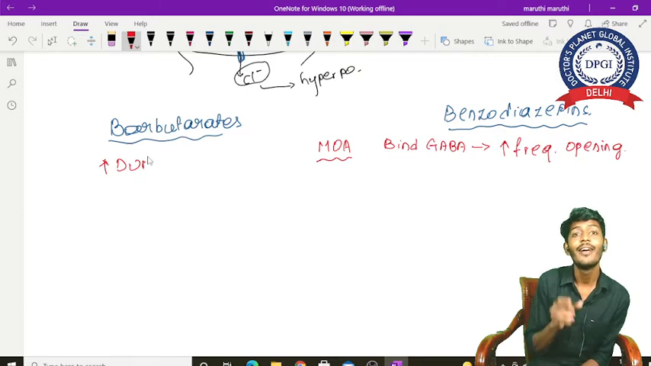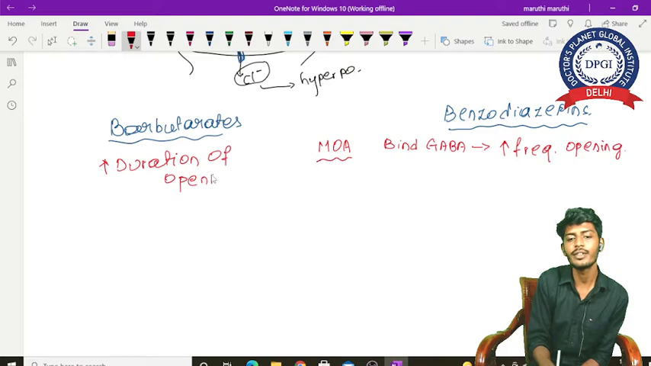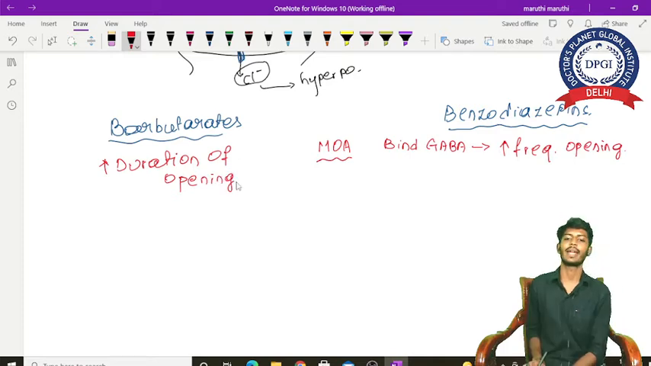Now, barbiturates increase the duration of opening, keeping the channel open for a long duration. So this is the story of your mechanism of action.